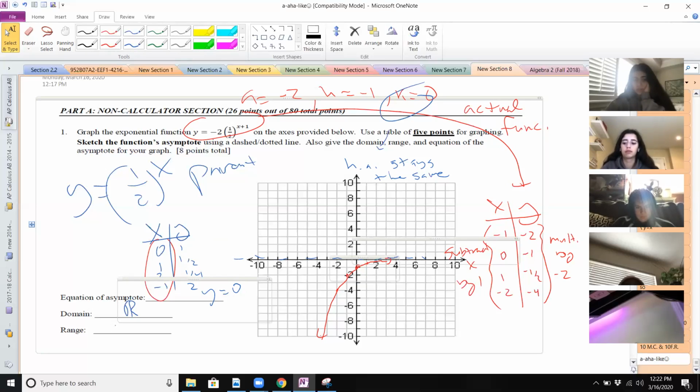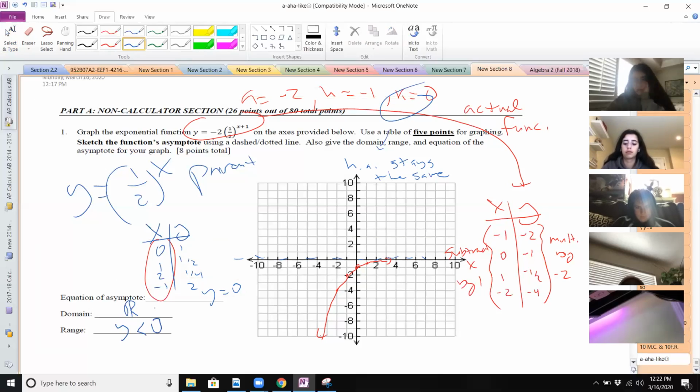The range is y is less than 0. Okay, so that's it. That's how you do that graph. So again, the way I could ask this on the test next week is I could say, here's an equation, just give me domain and range. Here's an equation, give me the asymptote. Here's an equation, pick which of the 4 graphs it would fit with, and I'd probably do it as multiple choice.